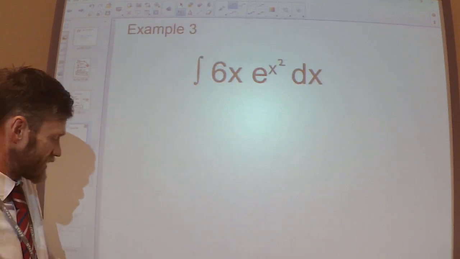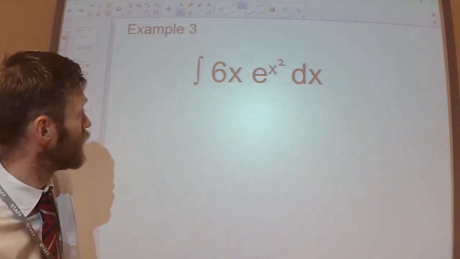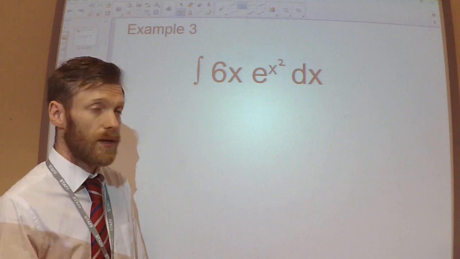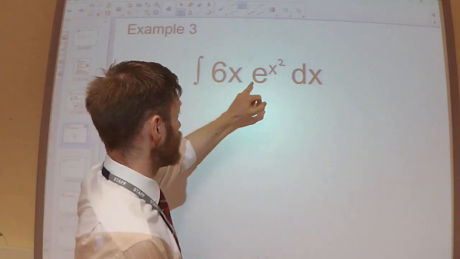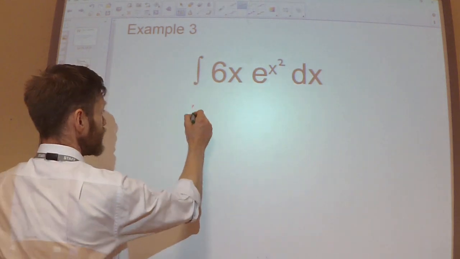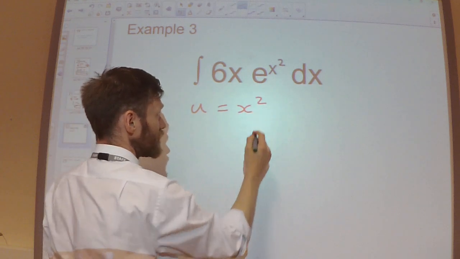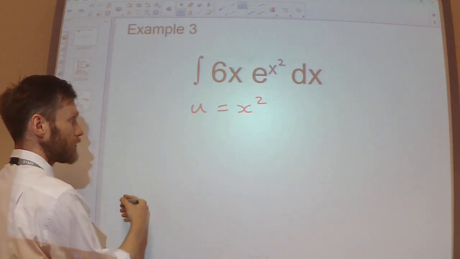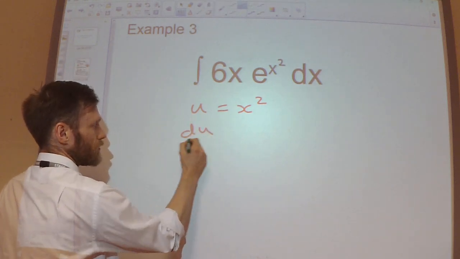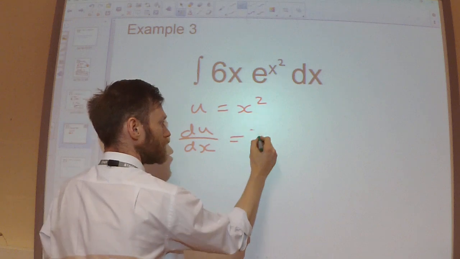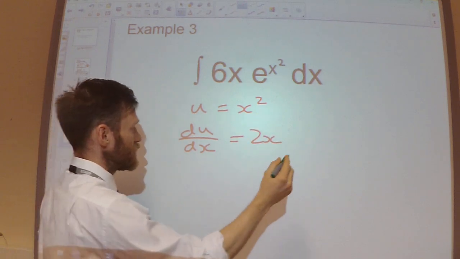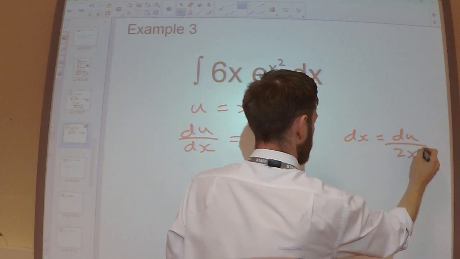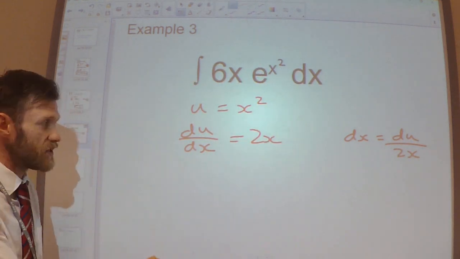Right, next example. I've got 6x times e to the x squared. The substitution I'm going to make is going to be u equals x squared. Because again, if I've got e to the power u, that's a lot easier. Differentiate that. Make dx the subject. Make my substitution.